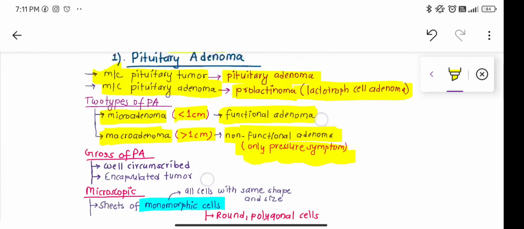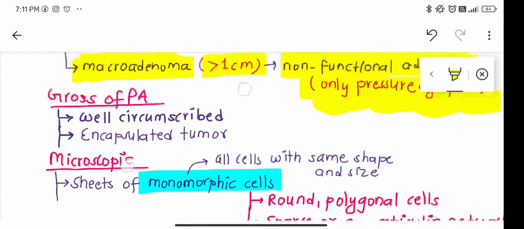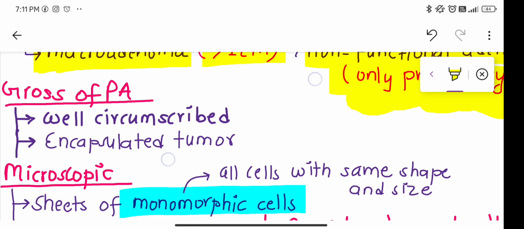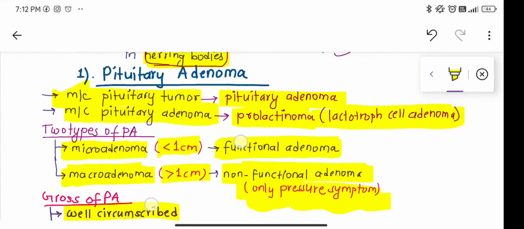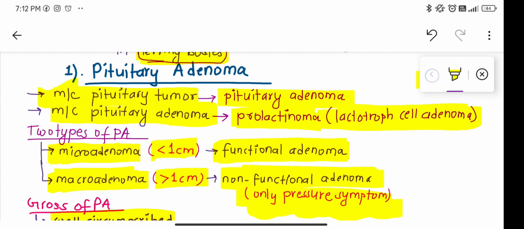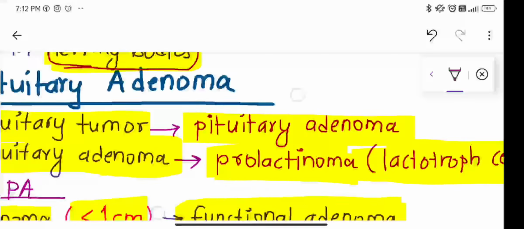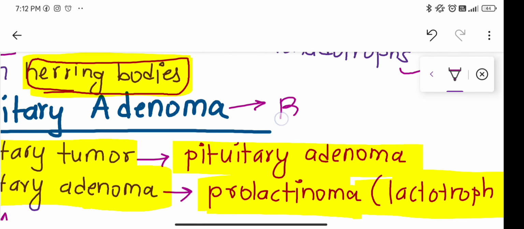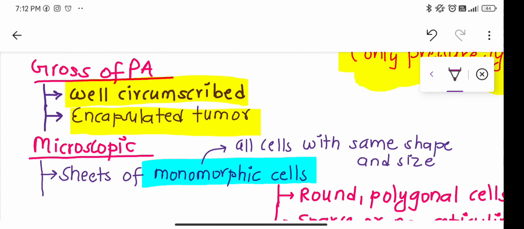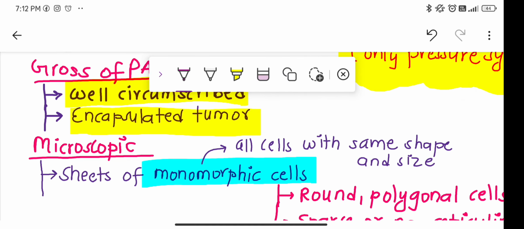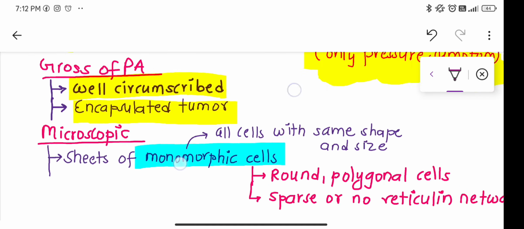Now, what are the gross features of pituitary adenoma? The lesion will be a well circumscribed and encapsulated tumor, as pituitary adenoma is a benign tumor. The features of a benign tumor are that it should be encapsulated and well circumscribed. So these are the two features of pituitary adenoma.